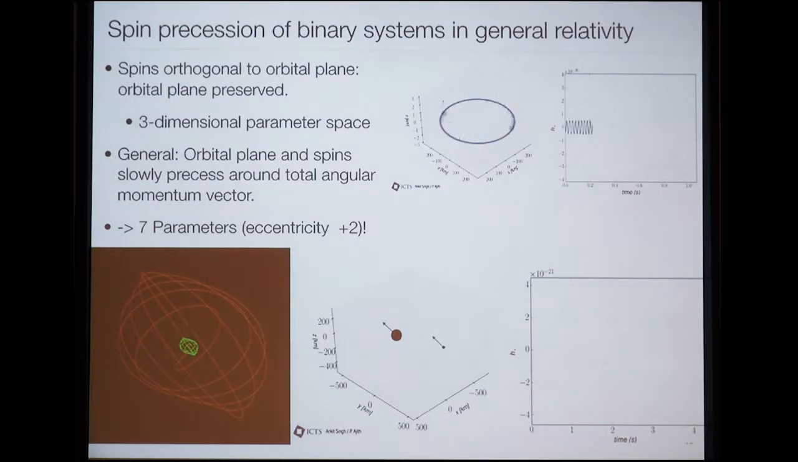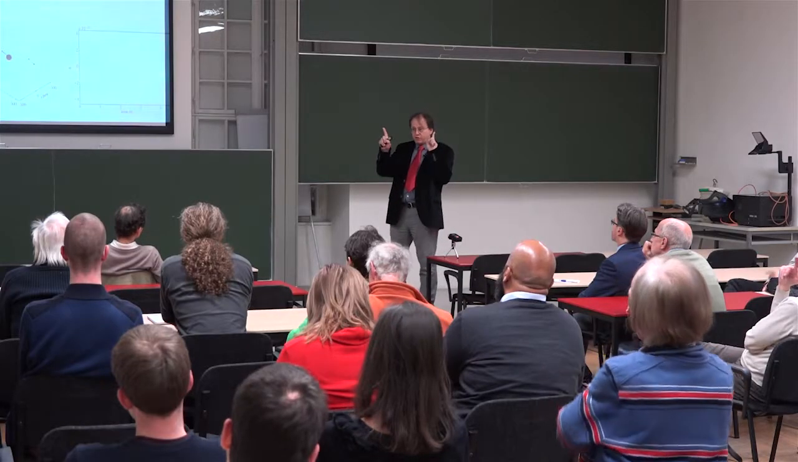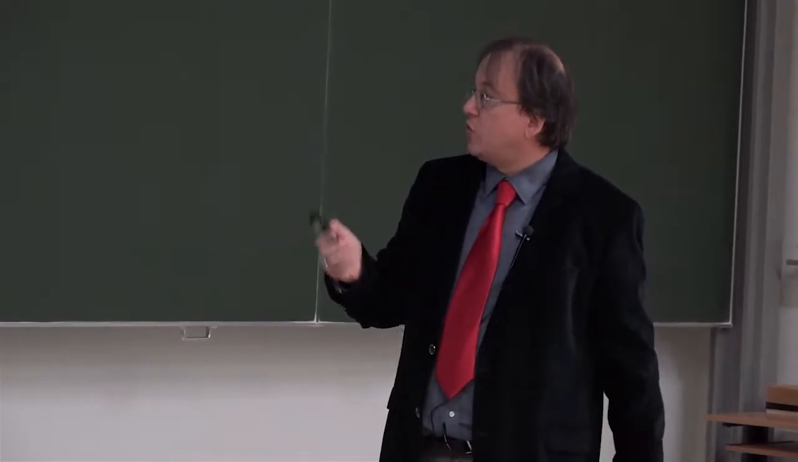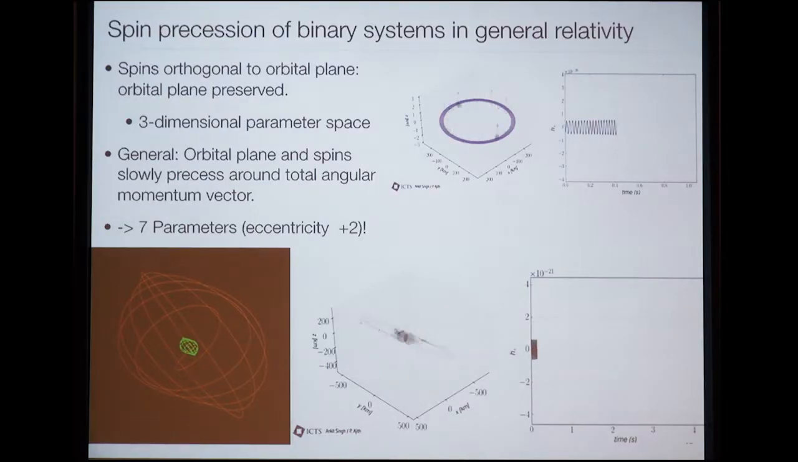But if these spins are not orthogonal to the orbital plane, they have a component in the plane, they create a very complicated precessing motion, which also leads to a very complicated gravitational wave signal. And so here you have a full seven-dimensional parameter space. If you have eccentricity, there are even two more parameters.